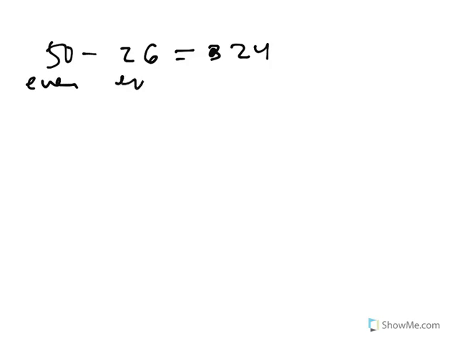To understand why the Euclidean algorithm works, first I want you to notice that if you take two even numbers like 50, 36, 26, if you subtract two even numbers, the result is also an even number.